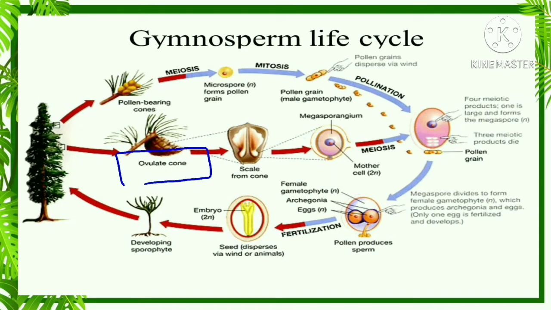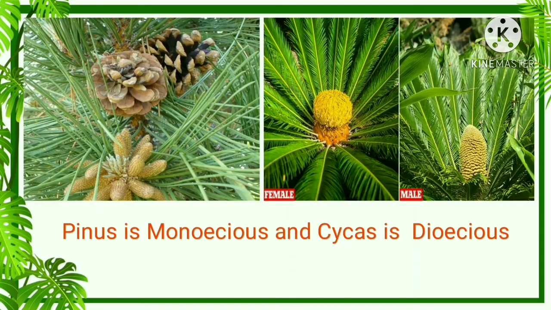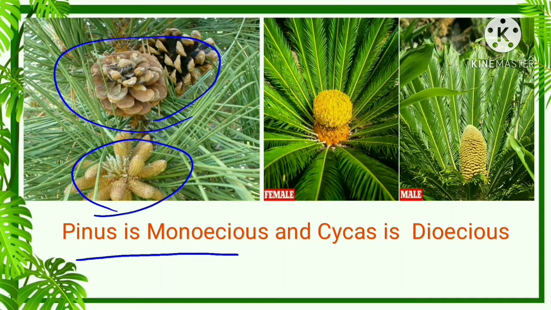The cone bearing the megasporophyll with ovules is known as the female cone or megasporangiate cone. In certain species like Pinus, the male as well as the female cone are borne on the same tree. Whereas in the case of Cycas, there are separate male and female trees.